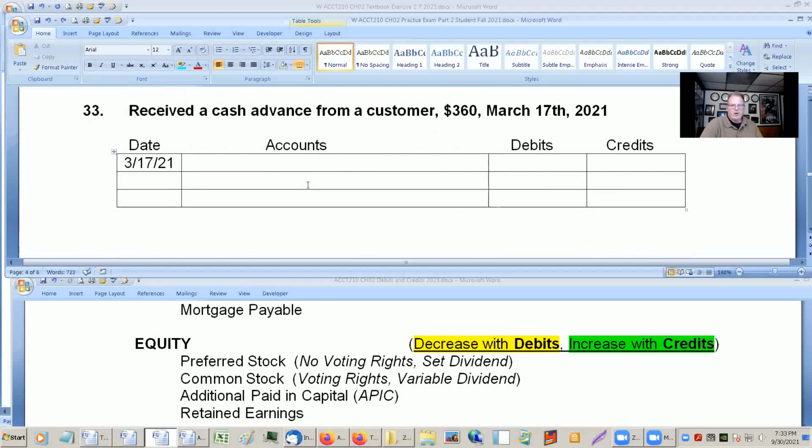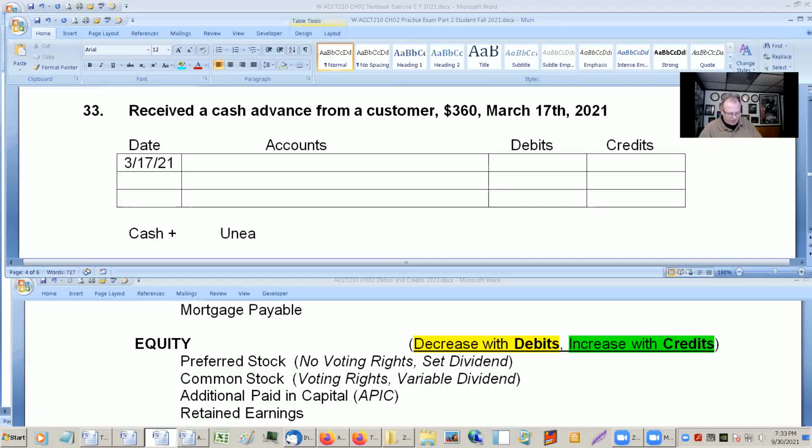33 is a wacky one. Received cash advance from a customer. Received cash. Cash and unearned revenues. Cash and what's the other side? Unearned revenues. Yes. Unearned revenue.